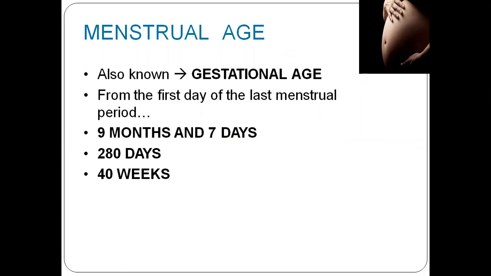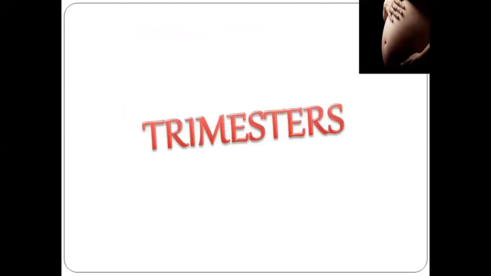So what is menstrual age? It is also known as gestational age, and it is calculated from the first day of the last menstrual period. It comes to about 9 months and 7 days, and if we are calculating the days, it would be 280 days and 40 weeks of duration. So you know about all these details. So we will go into detail about the diagnosis of pregnancy.